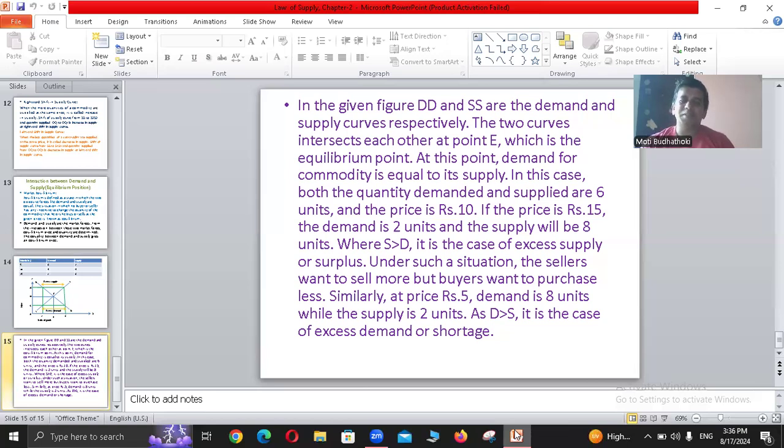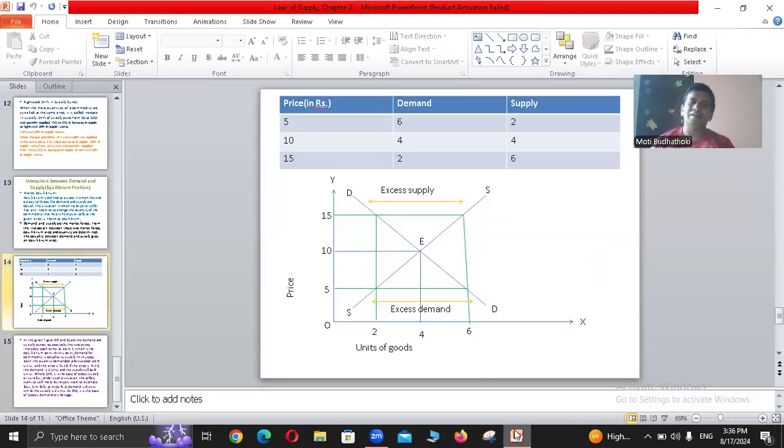Similarly, at price ₹5, demand is 8 units while the supply is 2 units. Where demand is greater than supply, it is the case of excess demand or shortage. At that time, lower the price, higher the demand, but lower the supply. At a low level of price, the sellers are not able to sell their goods. So excess demand and excess supply are both not suitable for both. Both means suppliers and demanders, buyers and sellers, or producers and consumers.